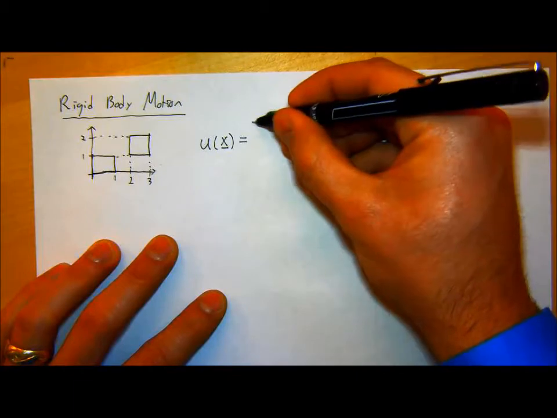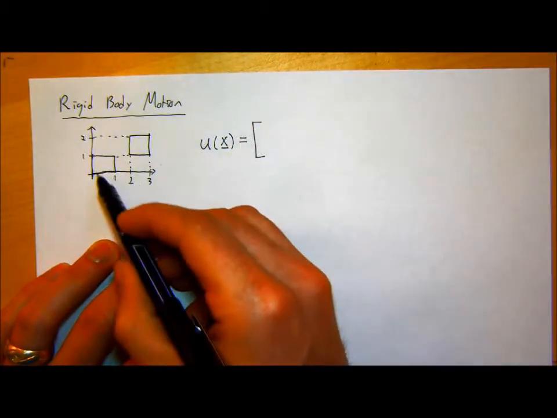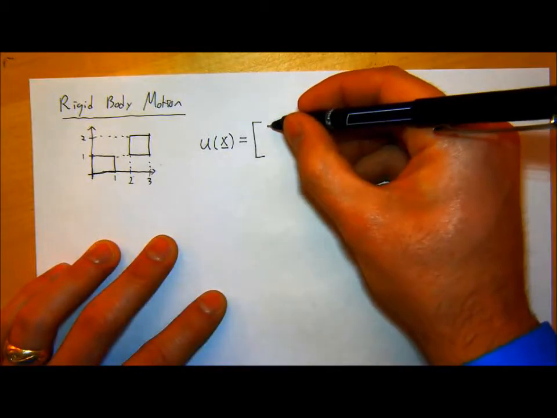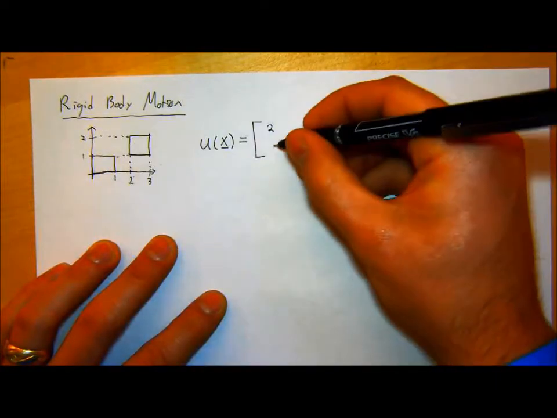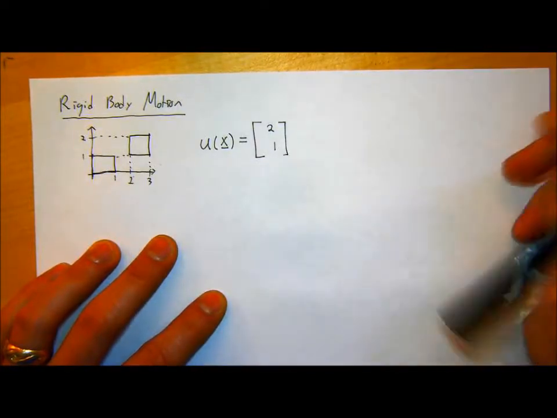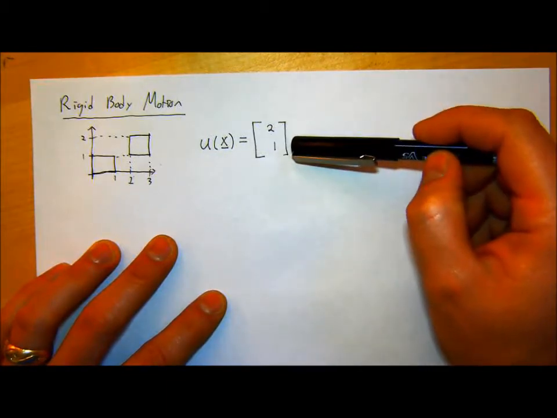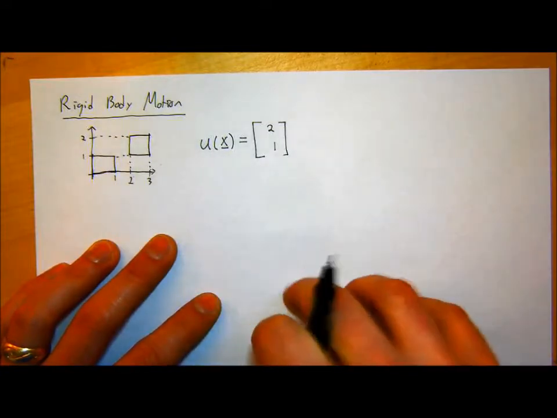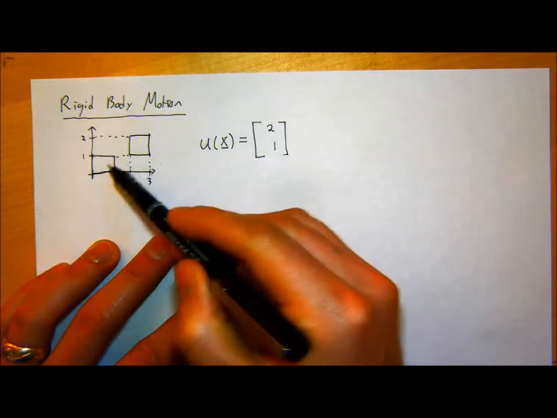My x components now are just moving over all the points that start at any given point x. They have moved over 2. All the points that start in any component y have moved up 1. So my relative motion of this body is just a constant here. We know that for rigid body motion, there should be no strain in the system. This hasn't stretched at all in moving from point A to B.